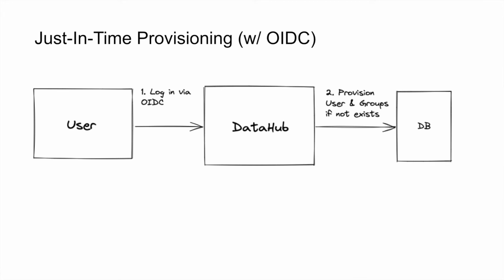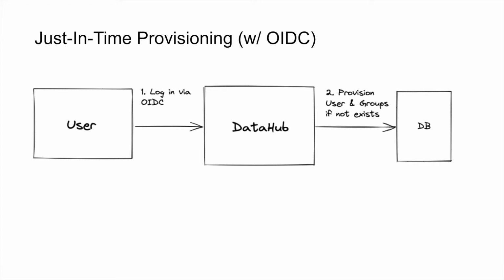So now I'm going to get into the details of just-in-time provisioning. This is a feature that's enabled via OIDC currently, but in a nutshell, when a user logs in over OIDC, we will check to see whether the user exists in the system already using a unique username that we extract from the OIDC profile that we get back from the identity provider.